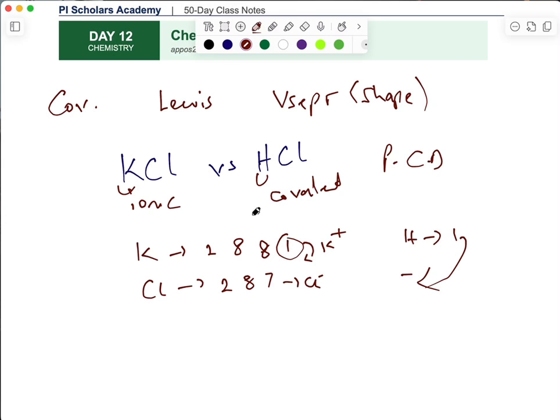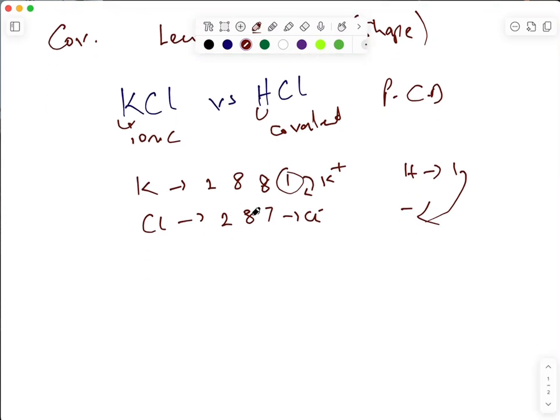So how does this work? The Lewis dot structure is basically writing electronic configuration in a fashionable manner. And this time around, we only deal with the valence electrons, the number of valence electrons.